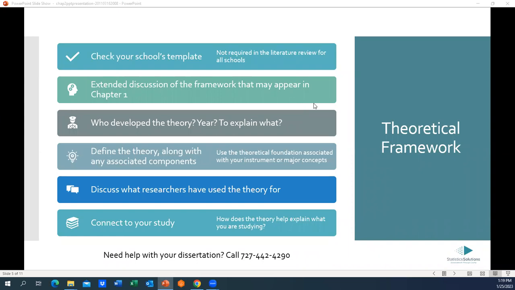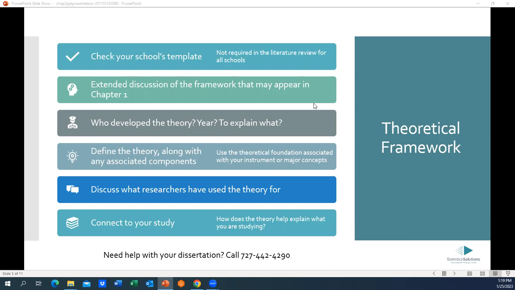So transformational leadership, emotional intelligence, and you would just say something like the theories of transformational leadership and emotional intelligence will serve as the theoretical framework for the study. And then you would handle each one separately, right? And that would include talking about who developed the theory, the year, what did they develop the theory to explain? Because that's what theories do, they explain things.